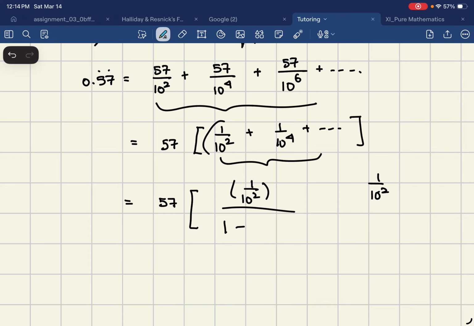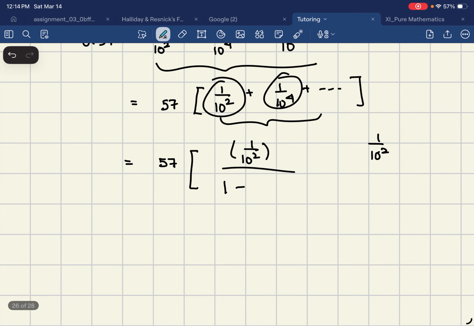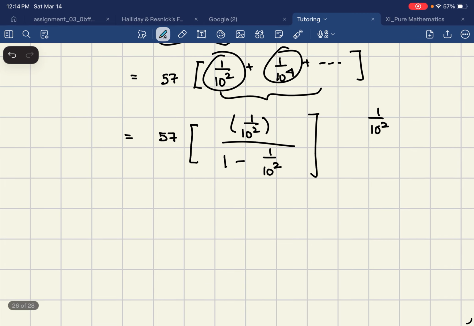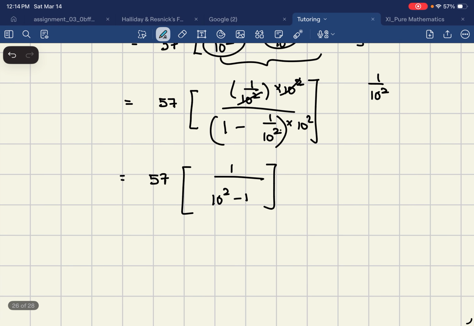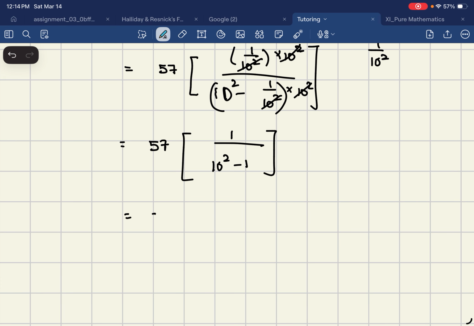If I multiply my first term with 1 over 10 squared, I get the second term. So let me multiply by 100 on the numerator and the denominator. The reason for doing so, if I multiply by 10 squared, then these are going to cancel out. So I have 1, and on the denominator, I have 10 squared minus 1. Because these cancel out, and I get 10 squared here. So now I have 57 divided by 10 squared, which is 100, minus 1 is 99.